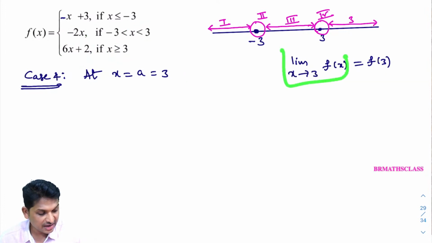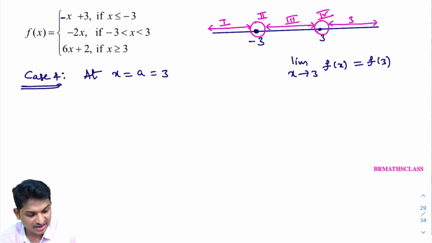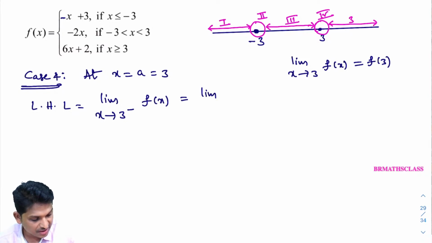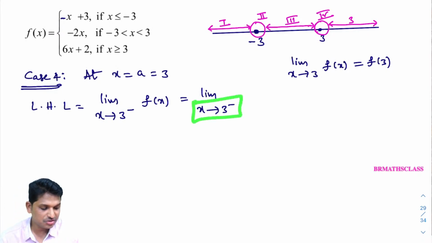I decided that to calculate this, we need to calculate the left hand limit as well as the right hand limit. Okay, I'll calculate the left hand limit. What is the left hand limit? Limit x approaches 3 from left, f of x. Here you observe x approaches 3 from left. What does it mean? It means that all x values are less than 3.